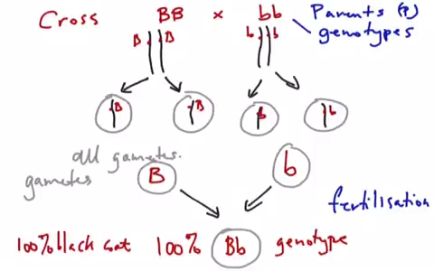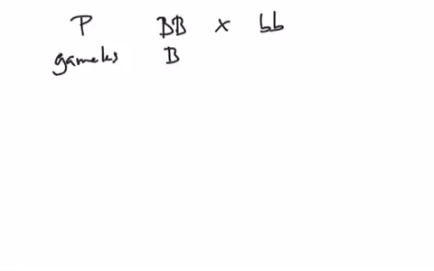Okay, so that works through the cross in a bit of detail. This cross could be just as quickly summarised using a Punnett square, so let's have a quick look at how we do that quickly. So our parents are big B, big B, crossed with little b, little b. These are the parents. The gametes: all of the gametes in these mice will be big B, all the gametes in this mouse will be little b.